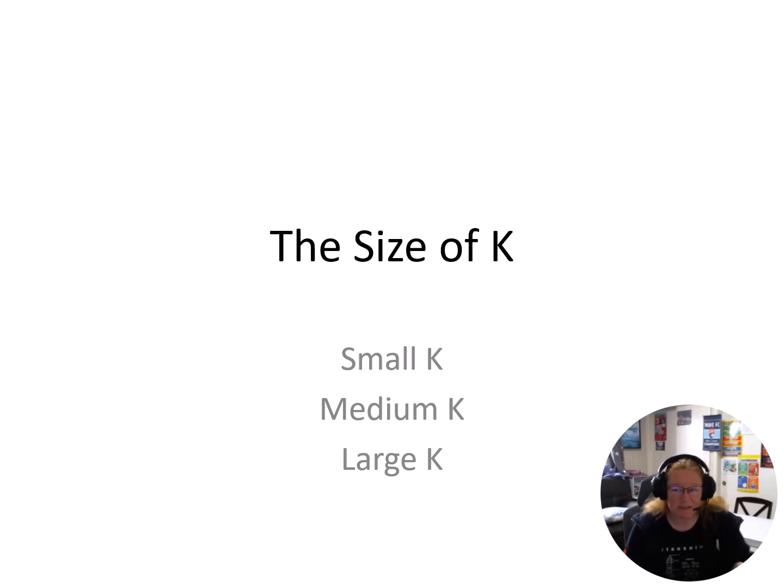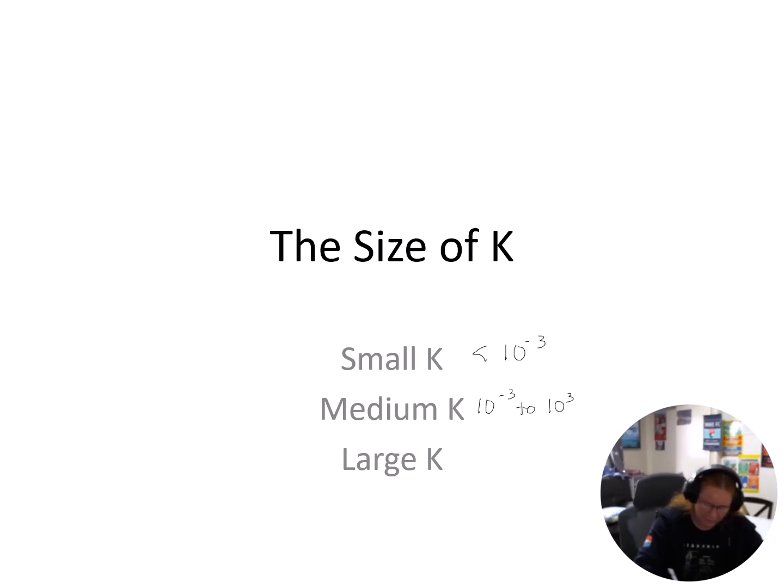The size of the equilibrium constant can actually give a lot of information about the reaction itself. So we have three categories that we stuff K into: a small K, a medium K, and a large K. A small K is going to be less than 10 to the negative third. A medium K is going to be 10 to the negative third to 10 to the positive third, and a large K is going to be greater than 10 to the positive third.